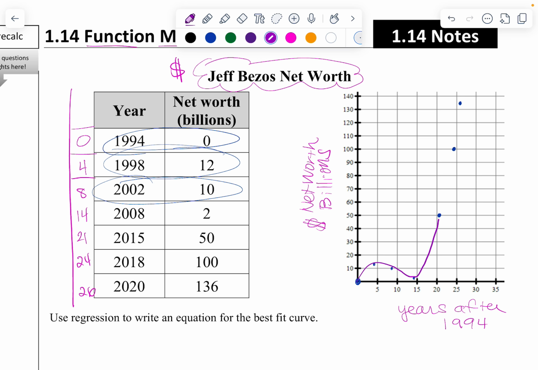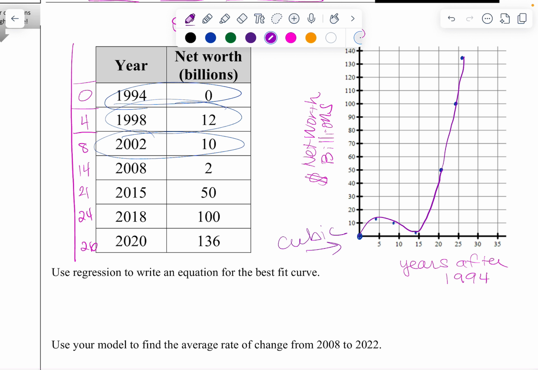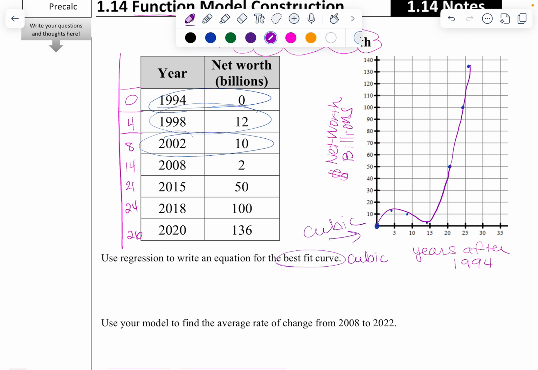And if we look at this, we see that this isn't linear, it's not quadratic. This looks like a cubic approximation. So let's go ahead and use our calculator to not just say, hey, it's cubic. Let's actually write a regression for the best fit curve, which in this case is going to be a cubic model. Okay, so we're going to tell your calculator exactly what these values are.